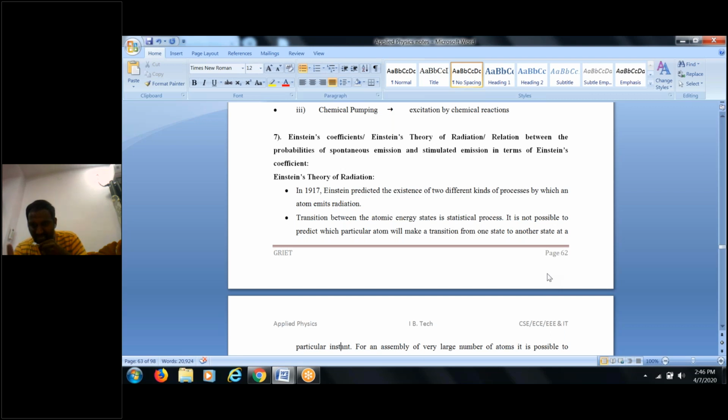And the first successful laser was operated in the year 1960 by exactly implementing Einstein's theory of radiation. Maiman was the scientist who was successful in operating the first successful laser, that is nothing but a ruby laser, in the year 1960, exactly by implementing this Einstein's theory of radiation. Observe the difference. Where is 1917 and where is 1960? 60 minus 17, how many years difference? 43 years difference.